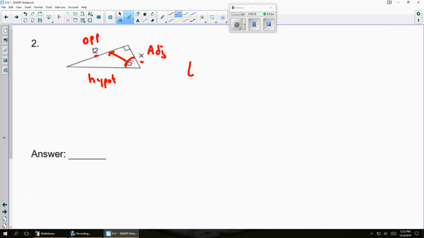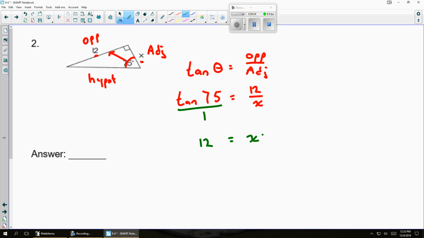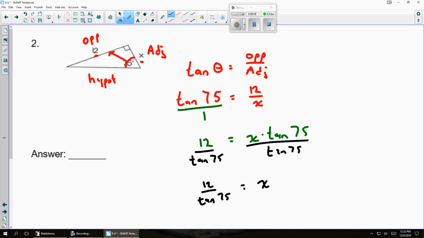So the tangent of theta is the opposite over the adjacent. Or, plugging in the numbers, the tangent of 75 is the opposite, which is 12, over the adjacent, which is x. Again, I'll cross multiply, so I get 12 equals x times the tangent of 75. Or if I divide both sides by the tangent of 75, I get 12 over the tangent of 75 equals x.